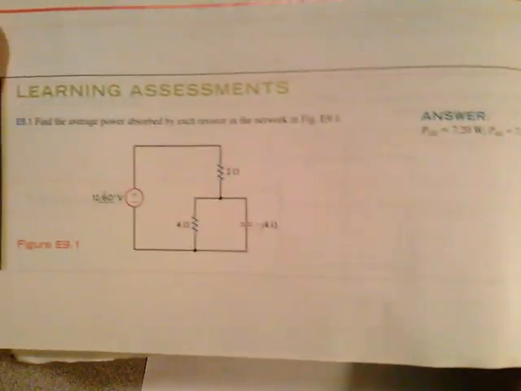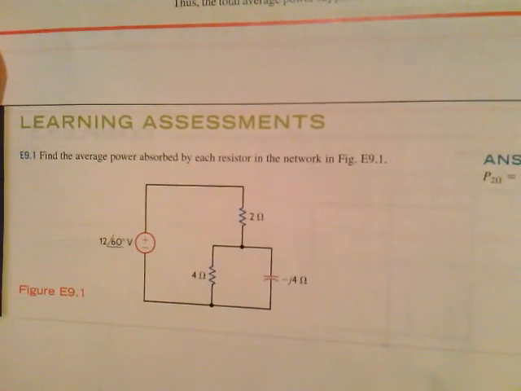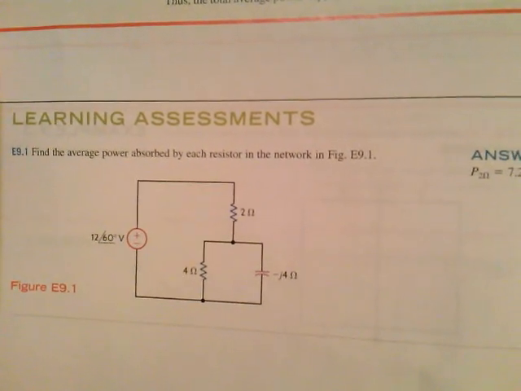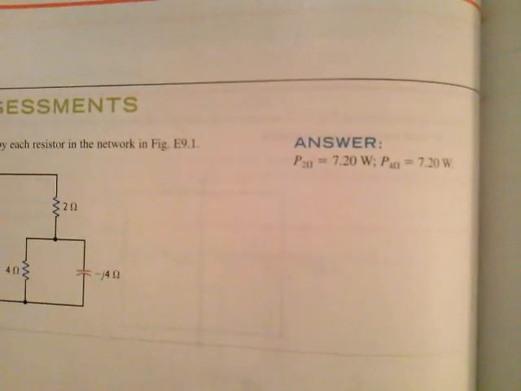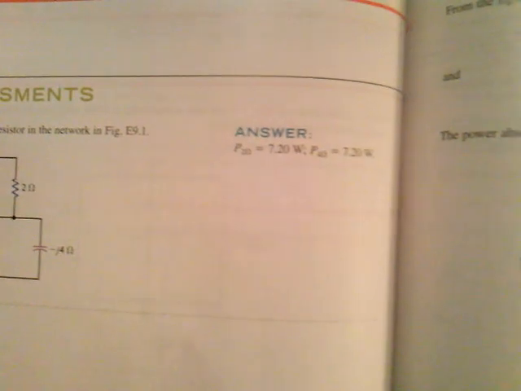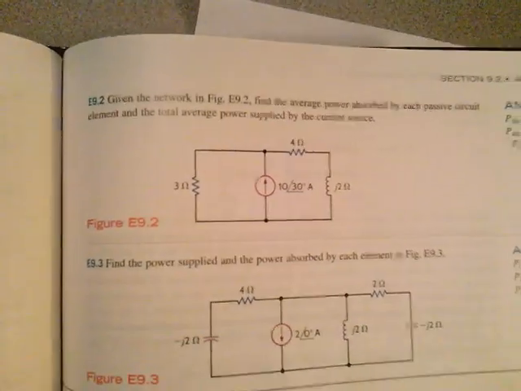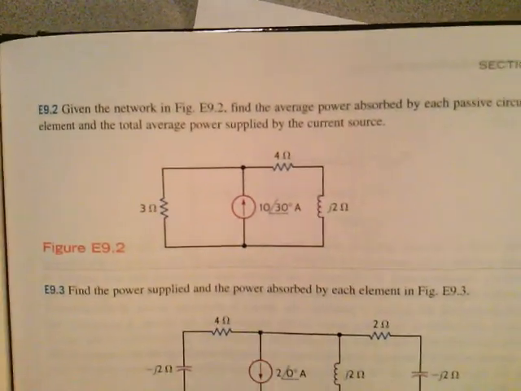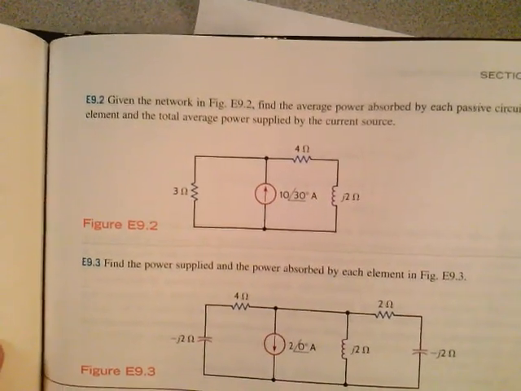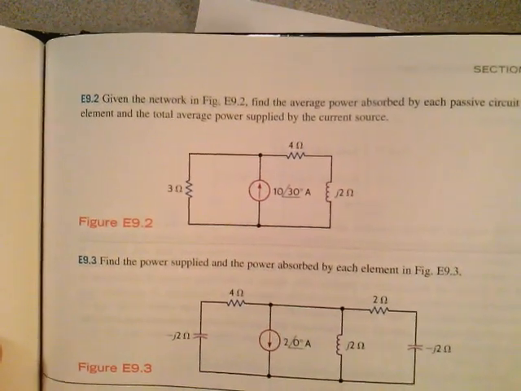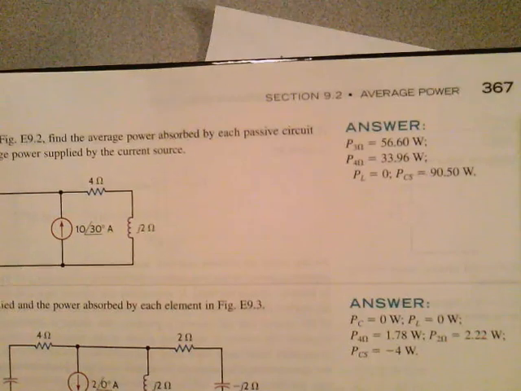There's another example right there that's a nice example. Find the average power absorbed by each resistor in that circuit. And there's the answer right there. Finally, we might as well look at that example right there as well in the textbook. These are all examples I could throw on an exam. We'll just stop at 9.2 right there. And then there's the answers for that.